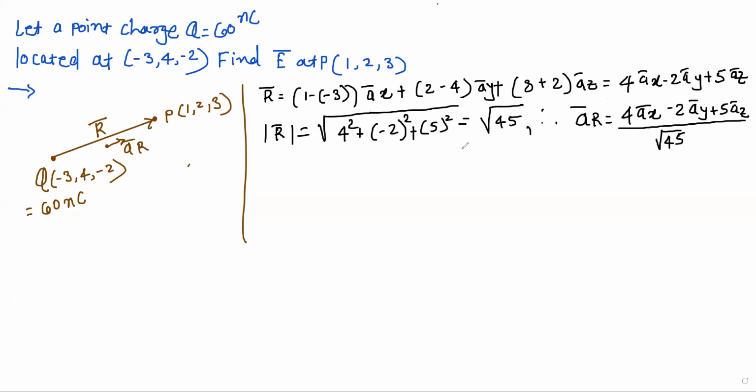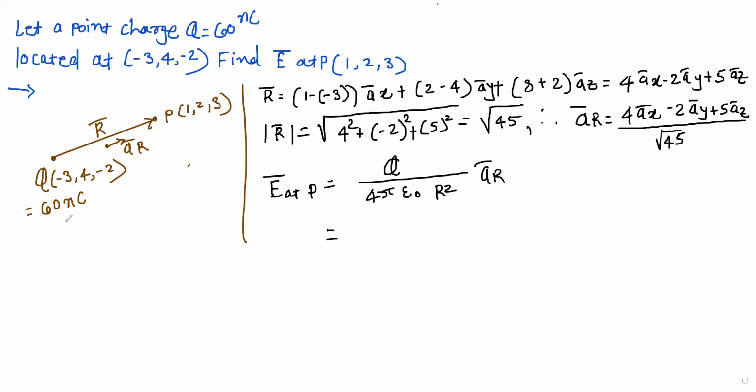Now the last step, step 3, is to use the formula of electric field intensity to calculate the electric field at the given point. So E bar at P is equal to, the formula is Q upon 4 pi epsilon naught R square, a bar R, right? So let us put in the values. All the values are to be written here.